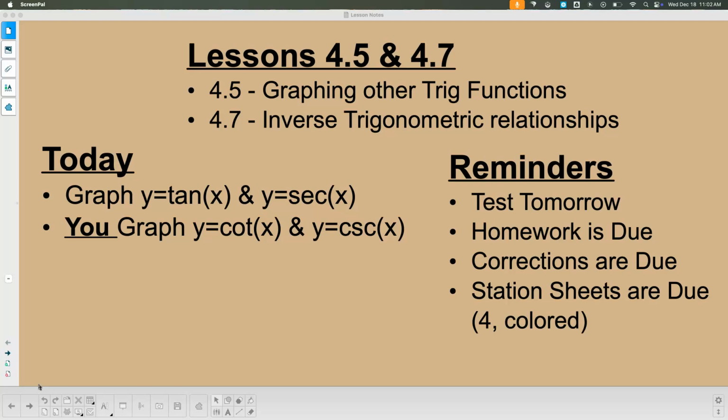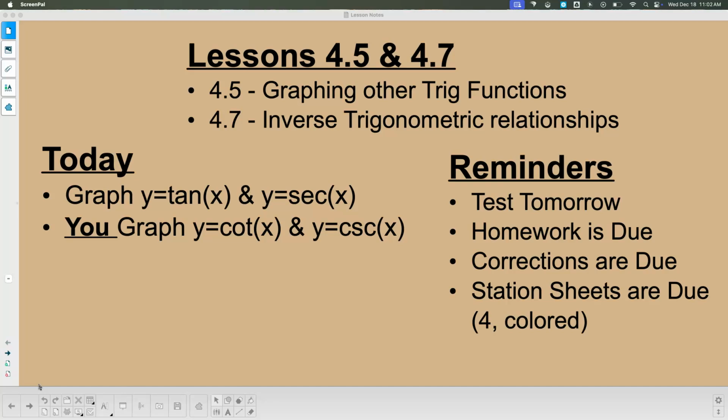I'm going to start with reminders. Tomorrow is test day. The test is 3 pages long, with 4 graphs: 3 where you find the equations, and 1 context word problem type thing. Okay? Alright, so that's tomorrow.